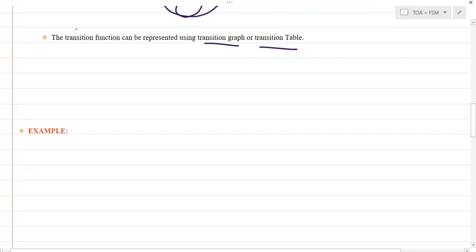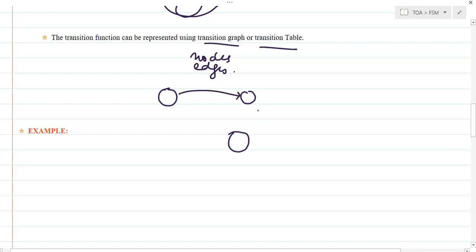We have all seen graphs. What are graphs? A graph is just a collection of nodes and edges. For example, we have the nodes like this. These nodes represent the states, and these edges, this is a directed graph, represent the transition from one state to another state. And a self loop represents a transition from the state to the state itself. In case of finite automata, these nodes represent the states and these edges represent the transitions.